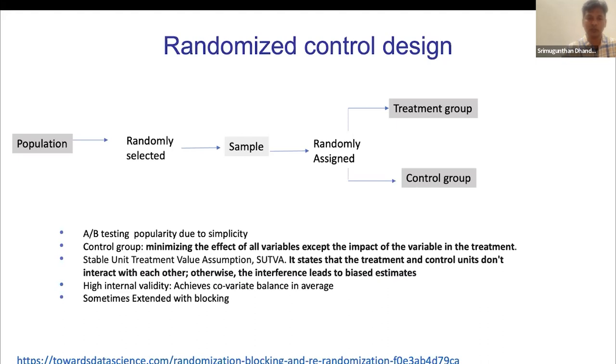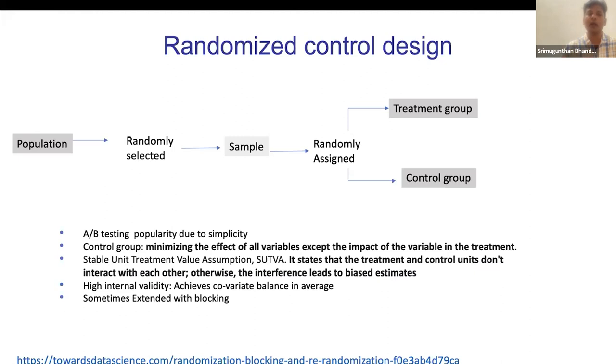And also, in some cases you extend this particular design with blocking. For example, you can construct two groups where in one group you will have device type Apple and in another group device type Samsung or Android. So it's basically extending with blocking. Those kinds of designs are possible, but most often we will go with simple A/B testing, mainly for the simplicity.